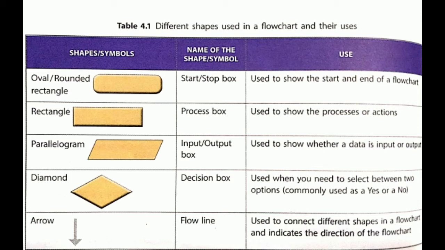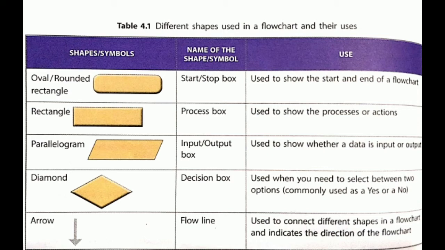For example, sum is equal to a plus b. It is a process, so you should write it inside this rectangle. Whatever processes are to be indicated in a flowchart should be written inside this rectangle. Next shape is parallelogram. It is used for input or output. It is used to show whether data is input or output. So for inputting and outputting, we use parallelogram. For example, input a, b, c, or output sum. All this will be written inside this parallelogram since they are input and output.